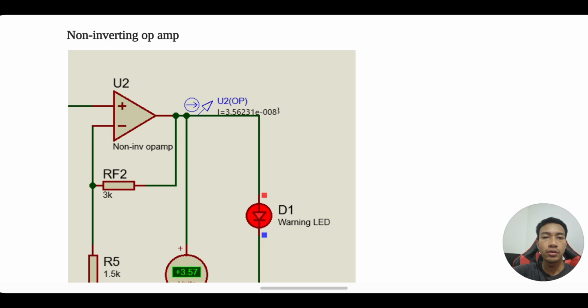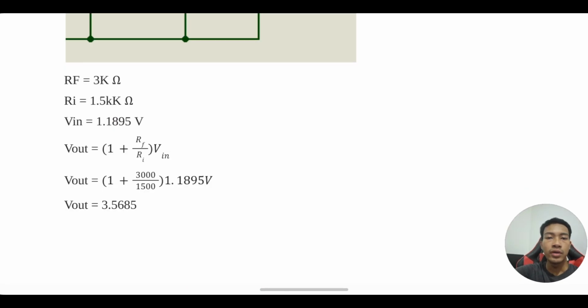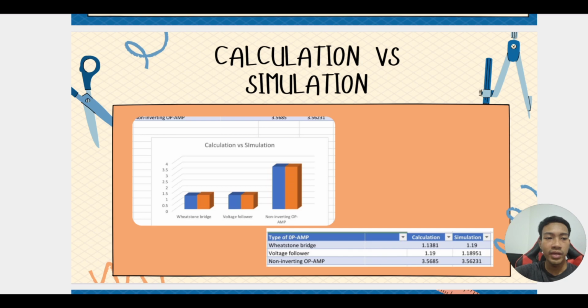This is for the non-inverting op-amp. We have RF 3K and R5 1.5K, and our Vin is 1.1895 volt. We use the formula Vout equals 1 plus RF over RI times Vin. We substitute our values above and get Vout of 3.585 volt. Okay, that's all for me. Thank you.